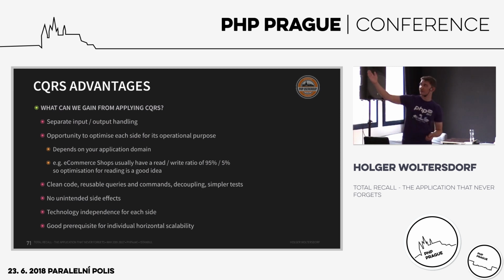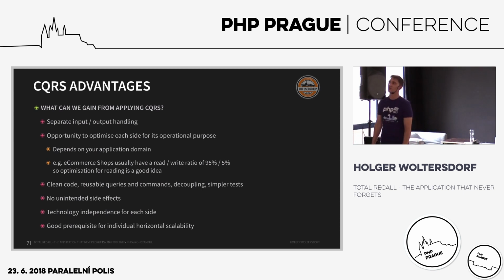So for example, we have in e-commerce shops like 95% read requests and 5% write requests because we are showing a lot of product information pages. Yeah, of course you have clean code, you have reusable queries and commands, you have a decoupling of read and write side, which is simpler to test. You have no unintended side effects.